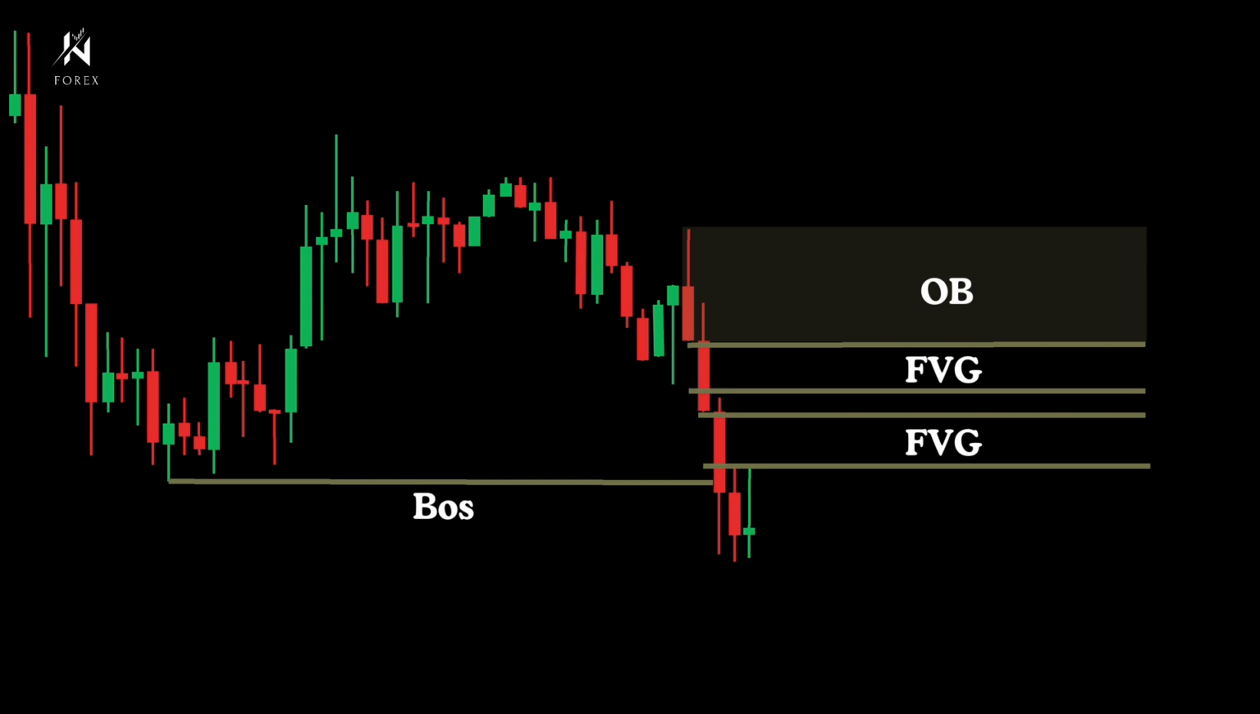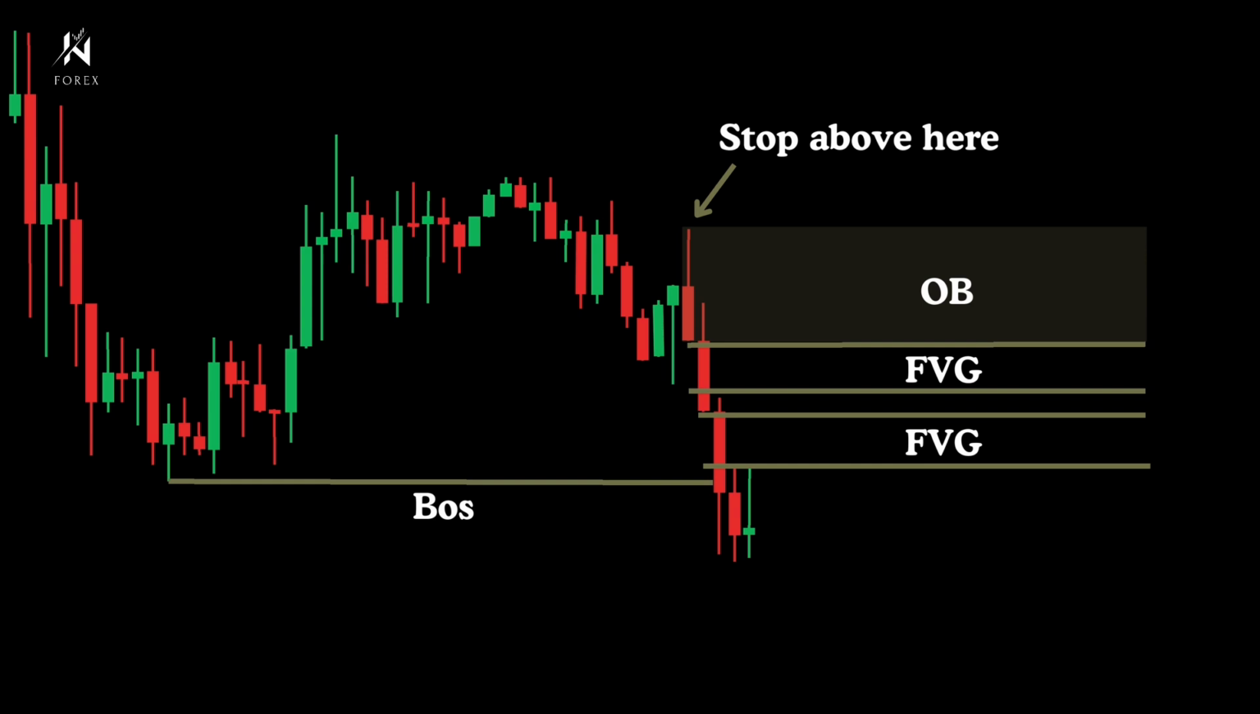Each of these regions can serve as potential supply areas where we might look to enter short positions. Given the intensity of this drop, entering a sell trade immediately is not ideal. A smarter approach is to wait for a retracement and seek entries at more favorable levels, keeping a solid risk-to-reward ratio in mind. The key takeaway here is that regardless of where we choose to enter, our stop loss should be placed above the order block candle to protect against price volatility.